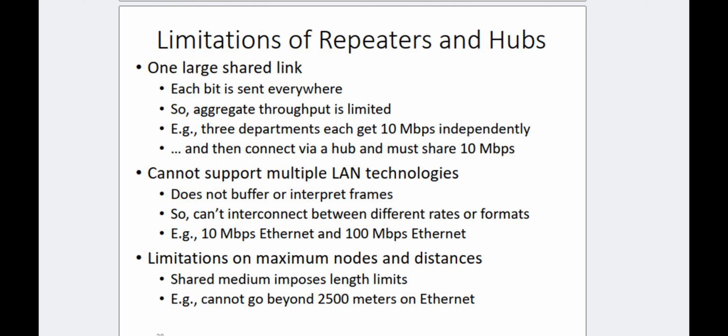Limitations of repeaters and hubs. One large shared link: each bit is sent everywhere, so aggregate throughput is limited. For example, 3 departments each get 10 Mbps independently, but then connect via a hub and must share 10 Mbps. They cannot support multiple LAN technologies. A hub does not buffer or interpret frames, so it can't interconnect different rates or formats, e.g., 10 Mbps Ethernet and 100 Mbps Ethernet. There are limitations on maximum nodes and distances. The shared medium imposes length limits, e.g., you cannot go beyond 2,500 meters on Ethernet.